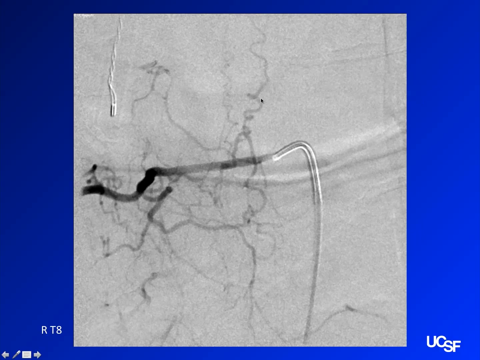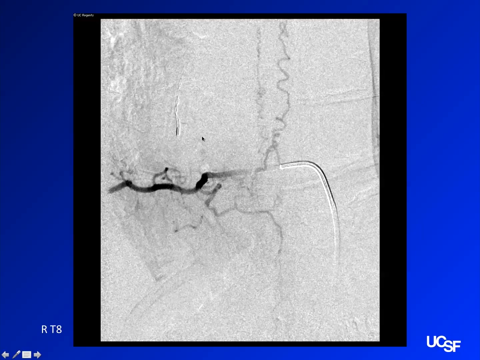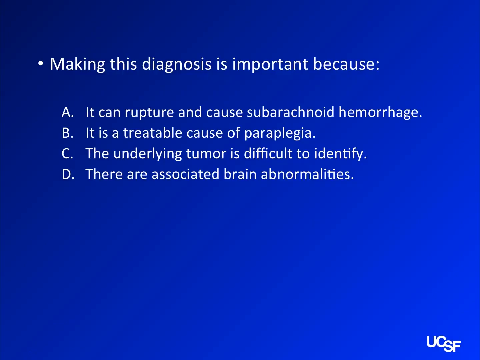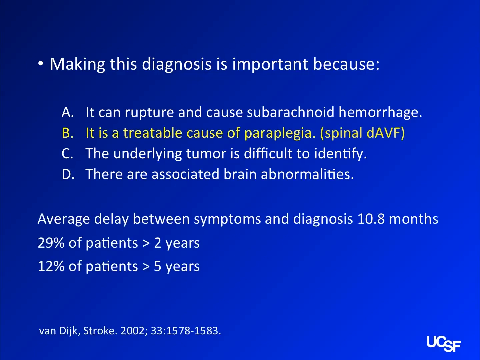This is a disease of men in their late 50s and early 60s. They tend to get these vascular malformations. They have progressive myelopathy, and it goes undiagnosed for a very long time. If you follow this angio out, you actually see veins filling all the way up into his cervical spine. I will make you answer this question though. B. It is a treatable cause of paraplegia, and so that's actually very important. The average delay to diagnosis is almost a year for these patients. It gets progressively worse, and the symptoms become progressively more irreversible.